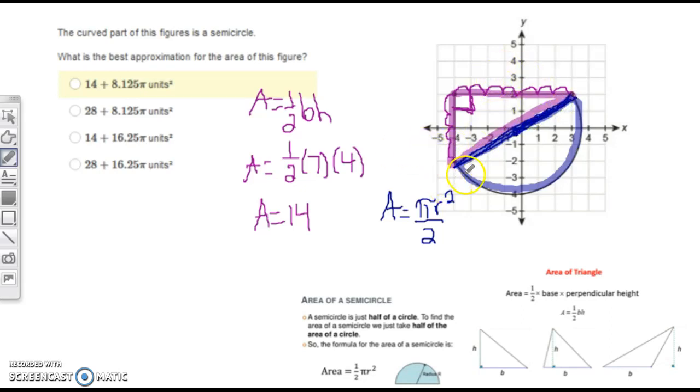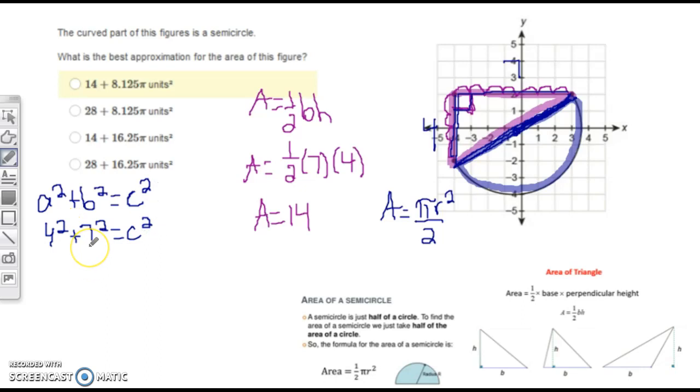Now, I hope you guys remember Pythagorean theorem, because if you look at this purple triangle, it actually forms a right triangle, and so we can use Pythagorean theorem to find that diameter. So we said that this side was 4 and this side was 7, so the first thing I'm going to use is Pythagorean theorem to figure out my diameter. So 4 squared plus 7 squared equals c squared. Let's see, 4 squared plus 7 squared is 65. And then you would square root it. So the diameter would be the square root of 65, which is approximately 8.06.